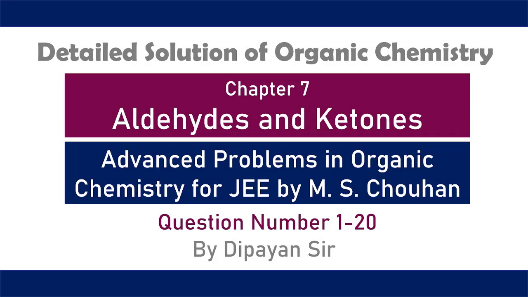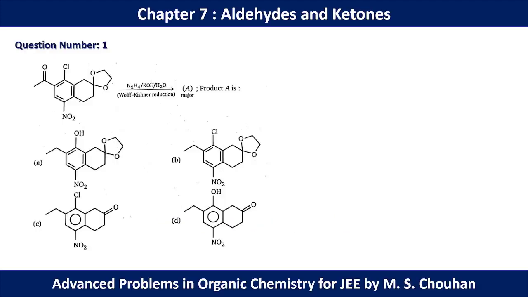Hello students, in this video we are going to discuss questions number 1 to 20 of aldehydes and ketones from the Advanced Problems in Organic Chemistry for JEE by MS Chauhan book. In question number 1 we have to perform Wolff-Kishner reduction.